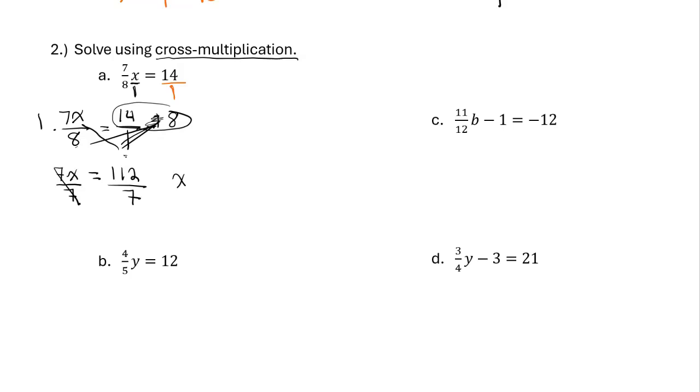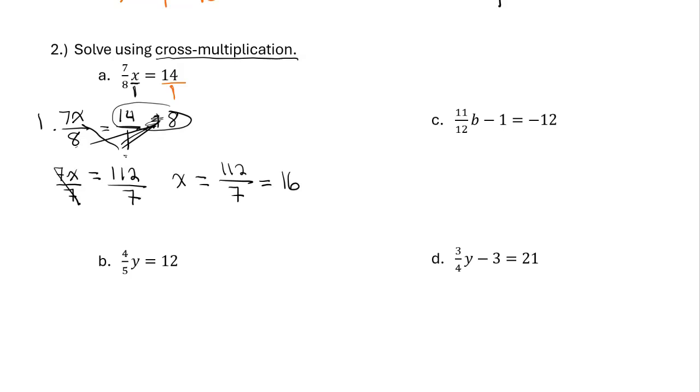And I get x equals 112 over 7. Now, if it said to convert to a mixed number, you would need to do that. Or it needs to be fully simplified, right? So I would go ahead and do your 112 divided by 7 and see what you get. And in this case, you actually get 16. So either you fully simplify it, or if it says to write as a mixed number, you would need to go ahead and go through that process.